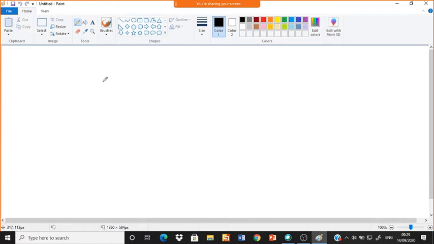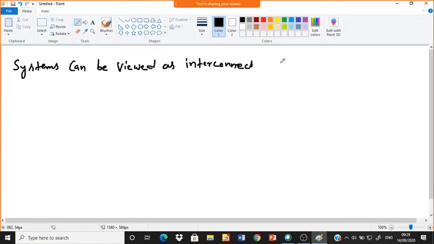Okay, so now we'll go to another important aspect, that is, systems can be viewed as interconnection operations. Systems can be viewed as interconnection operations.